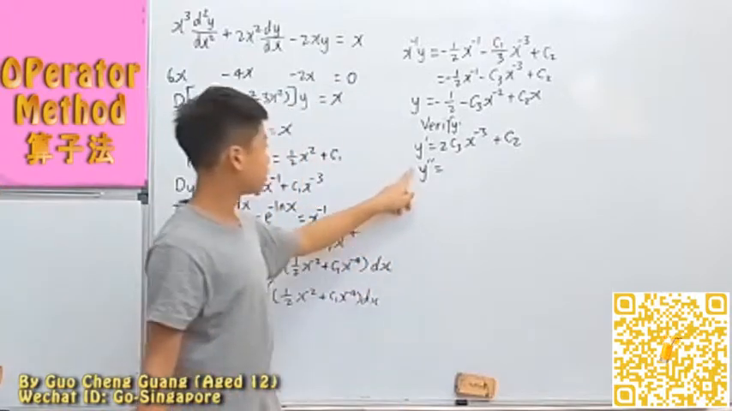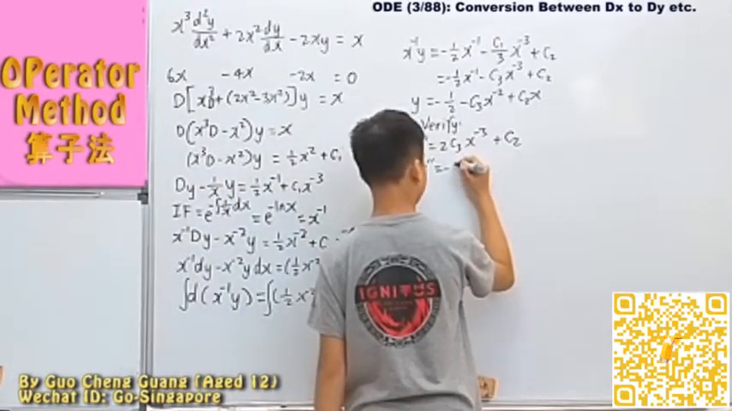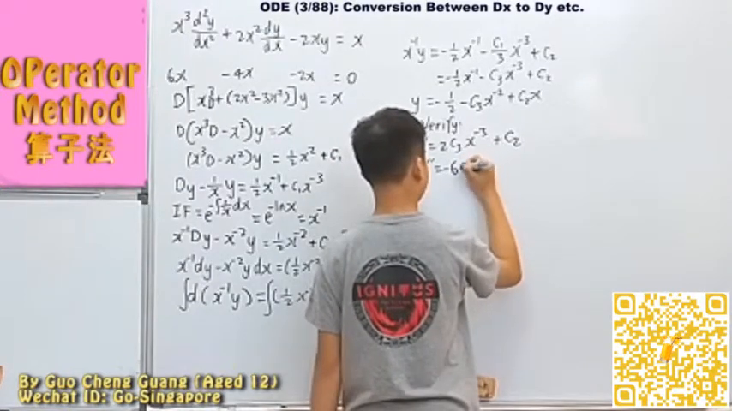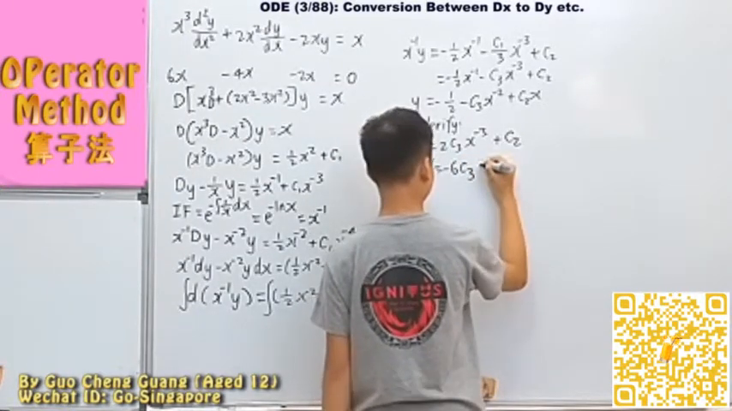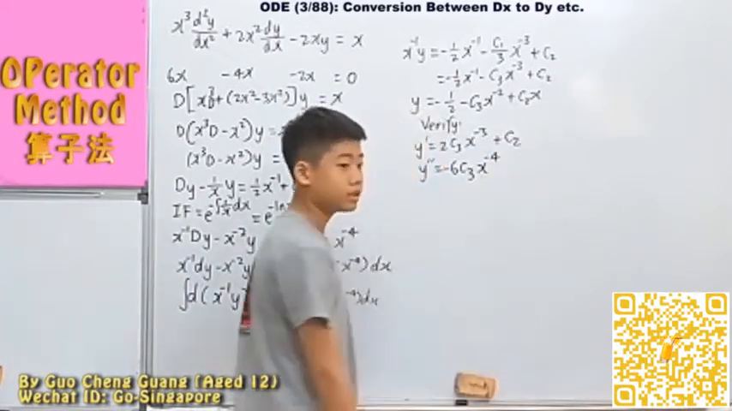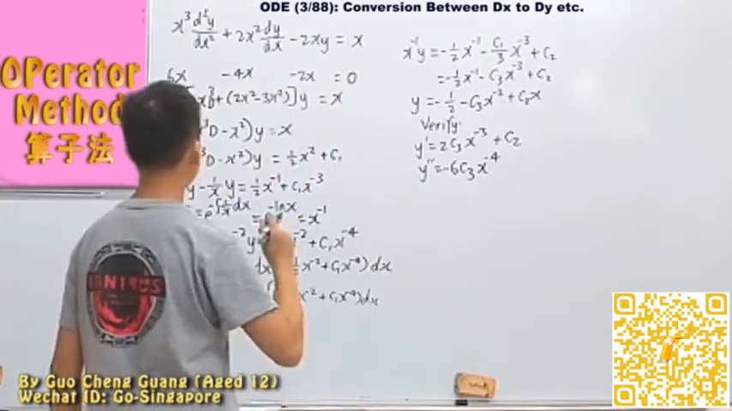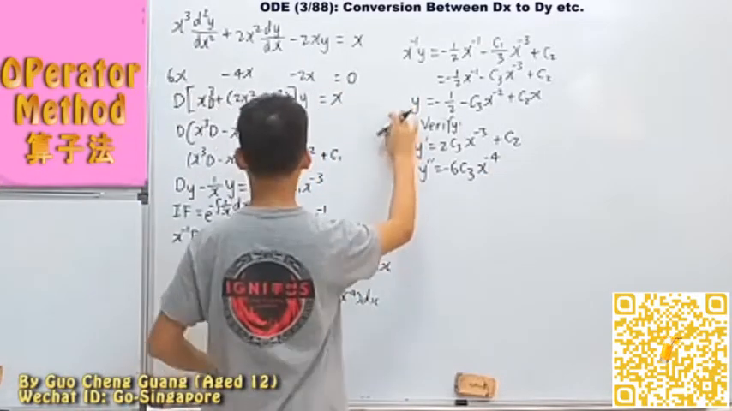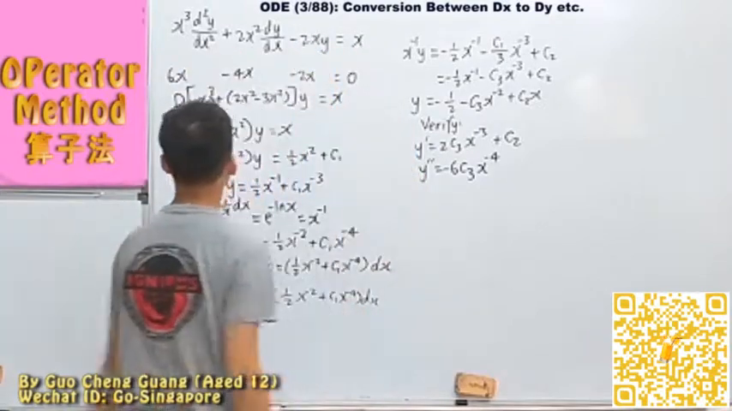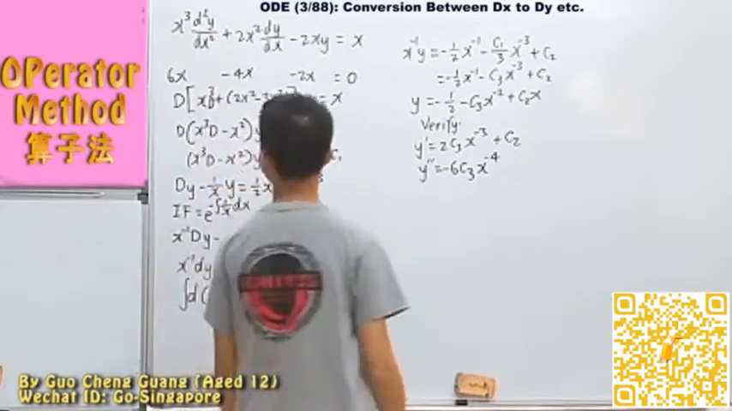Then after that, you get your second derivative. So your second derivative is negative 6c3 x to the power of negative 4. Then this part is another constant. So constant, well, we just ignore that again. So at last, we put all these three parts into here. And we have to check whether it is equal to x.